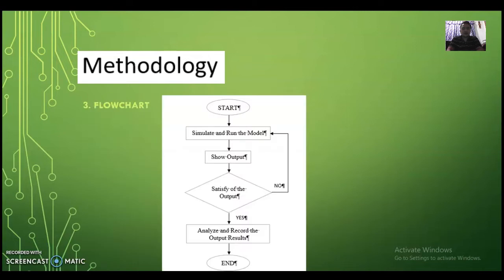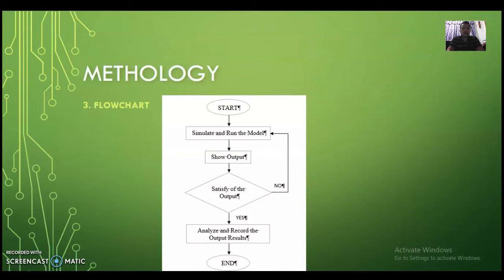Next, we go through the flowchart. We start and then we simulate and run the model and then show the output, then check whether we are satisfied with the output. If yes, we analyze and record the output result in the end, and if no, we will return to simulate and run the model.